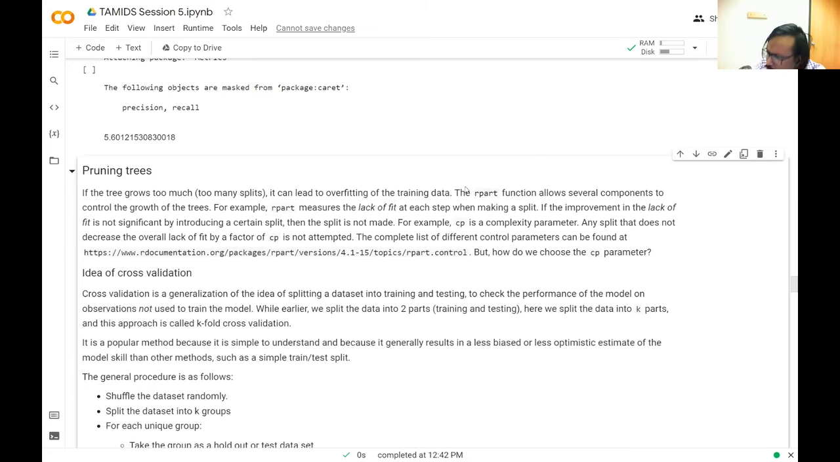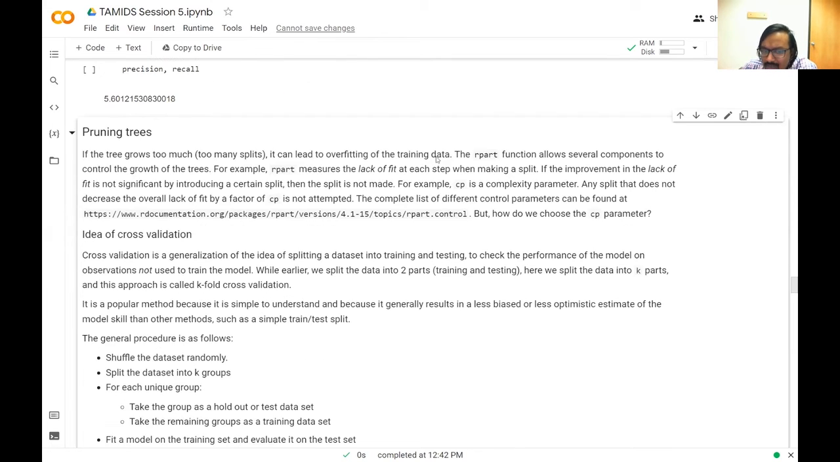But how do we choose this threshold? Because as you can see, if we use too large of a threshold, then the tree will be too small and the performance will not be good. If we choose too small of a threshold, then it is almost saying that as long as there is some improvement, the split is going to be made and there will be overfitting. So a good choice of the CP parameter is important.